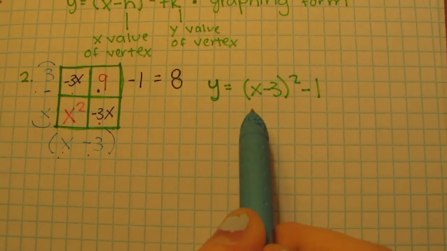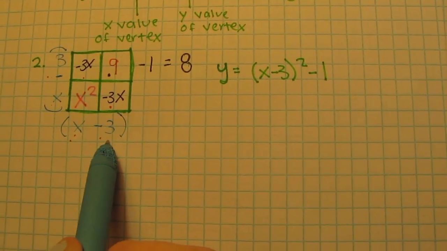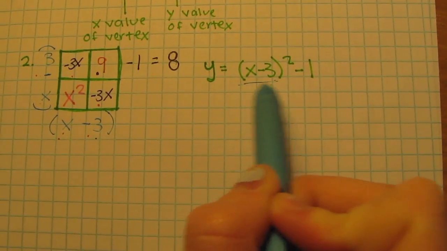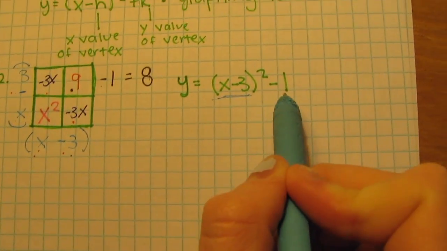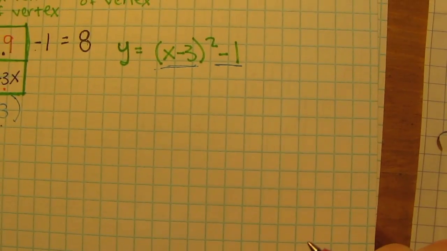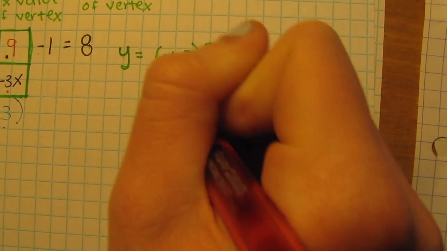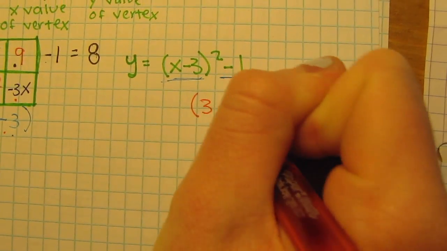Our graphing equation is made up of our (x minus 3)squared and our negative 1. From here we can see that our vertex is positive 3, negative 1.